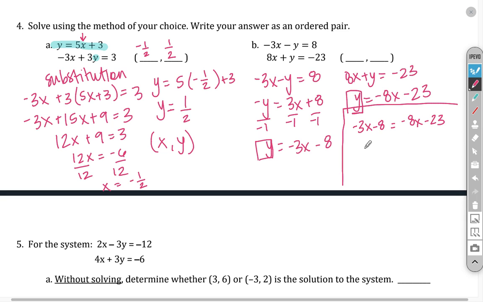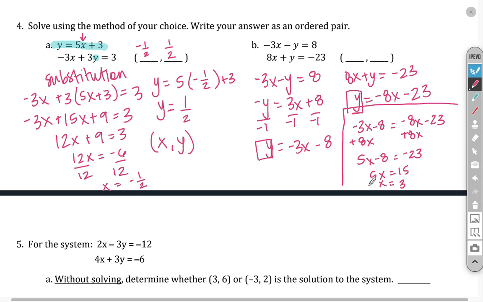And I'm going to first combine these x's, so I'm going to add 8x. So I get 5x minus 8 equals negative 23. I'm going to add 8 to the other side, which is going to give us 15. Then we divide by 5. 15 divided by 5 is going to be x equals 3.